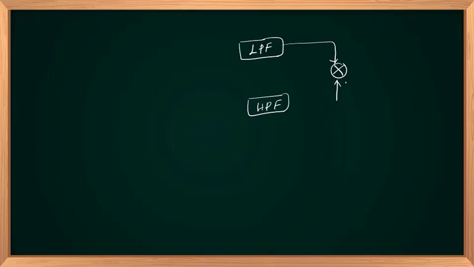Let us have another kind of filter circuit. I'm using my low pass filter here, high pass filter here, and I am giving them to a summer. It's an adder circuit, not a multiplier. Summer, plus adder, and my input is common. Call it V in, and this is my V out.